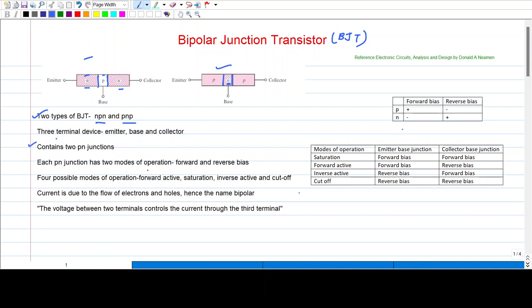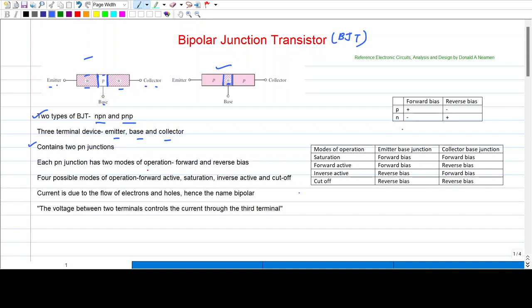BJT is a three-terminal device. There are three terminals, namely emitter, base and collector. So this is emitter, this is base and this is collector. The junction formed between this emitter and base is called the emitter-base junction. The junction formed between this collector and base is called the collector-base junction.